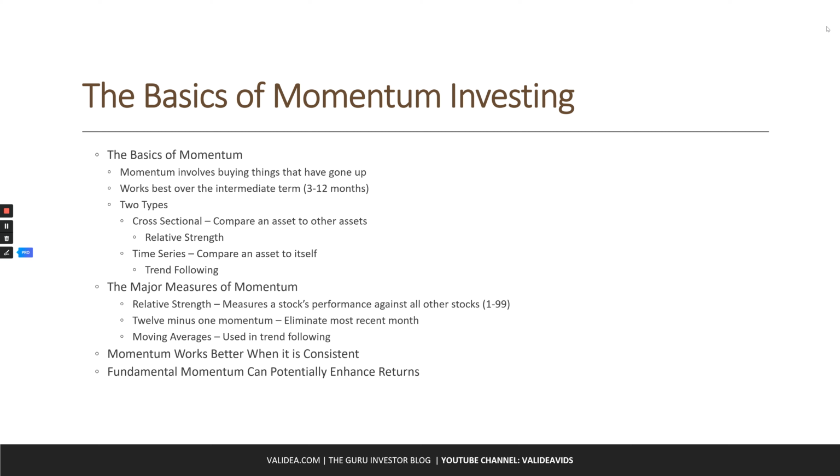The second major type of momentum is time series momentum. This involves comparing the price of an asset to itself and selling or reducing exposure to that asset when the trend is negative. Trend following is a common example of this.